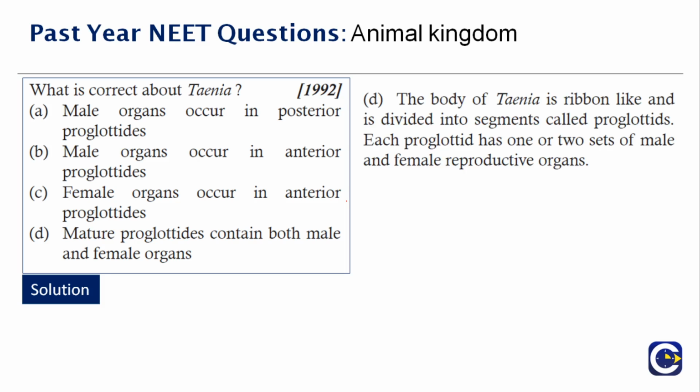So already we discussed about Taenia. There are several organisms which come under that. Taenia is the genus name, but you have several species which come under them, like Taenia solium, Taenia saginata, all these are among Taenia. They are also once again worm infestations that occur in humans and other organisms. And the correct answer to this question is option D. Each proglottid has 1 or 2 sets of male and female reproductive organs.